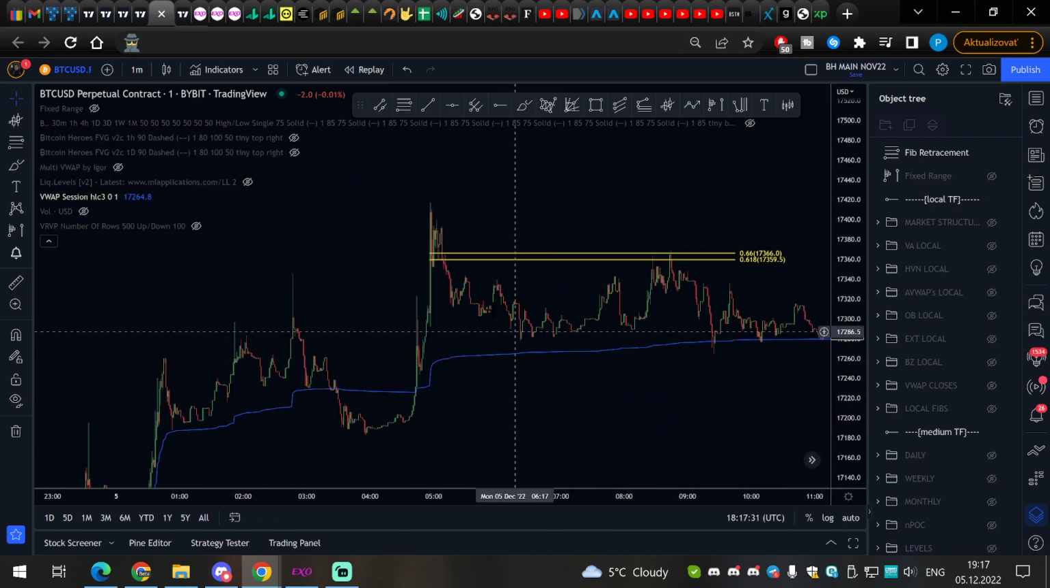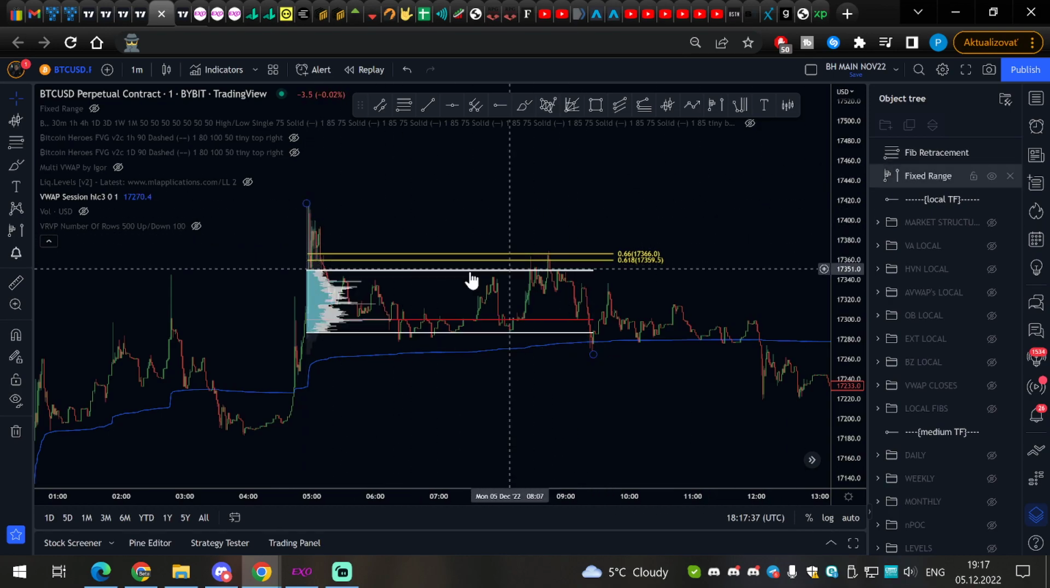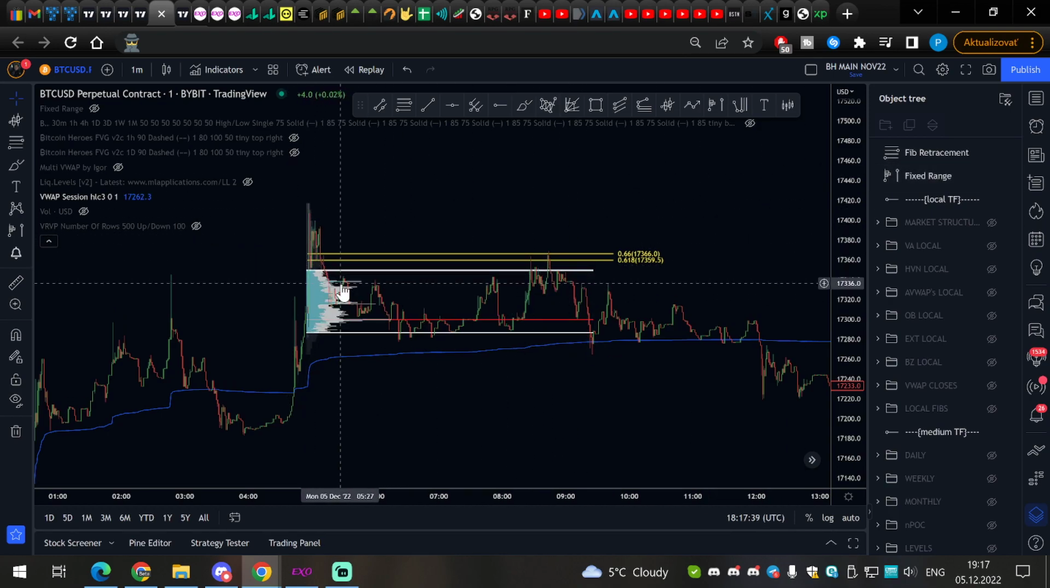And now you see we arrived at the golden zone. We arrived at the VAG of this small range. Very local market structure, just from the top. So very good opportunity to create a new short.